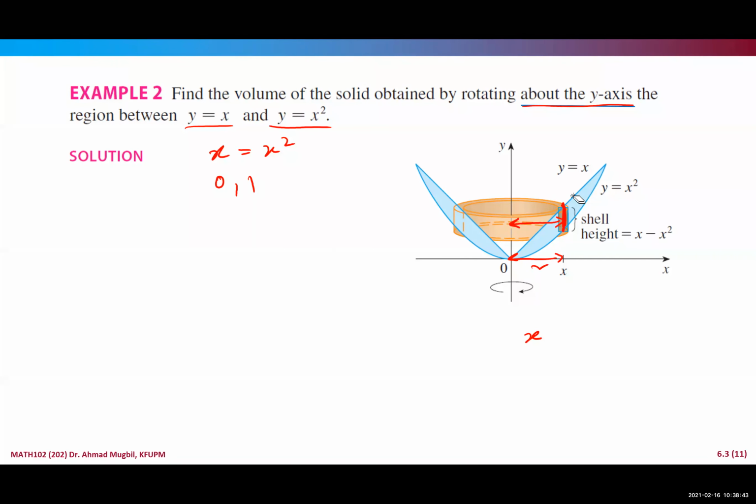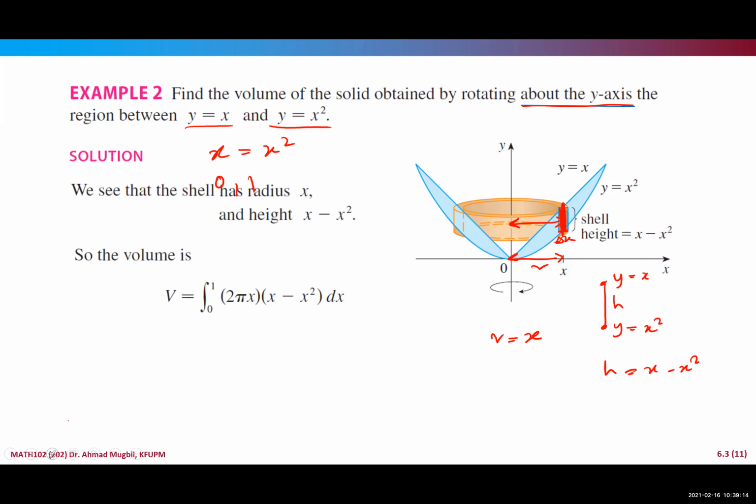And then you will find the shell height. This is h. So h in this case will be the distance from the upper curve, which is y equals square root of x, to the lower curve, which is y equals x squared. What is h? h will be square root of x minus x squared. So you have r, you have h, then integrate. You will integrate with respect to x because the thickness variable here is delta x. It is perpendicular to the x-axis.